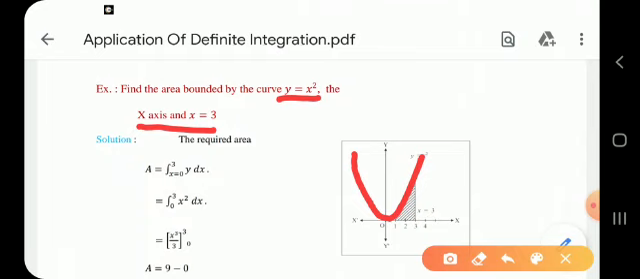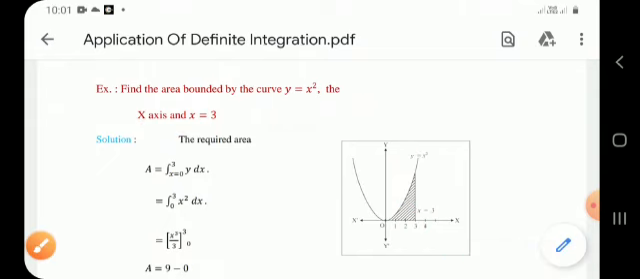Then here x is equal to 3. We consider the line x is equal to 3, and this line is like this. Then the area bounded in between this curve, the line x is equal to 3 and the x-axis is denoted by the shaded portion of the lines. We have to find this area.